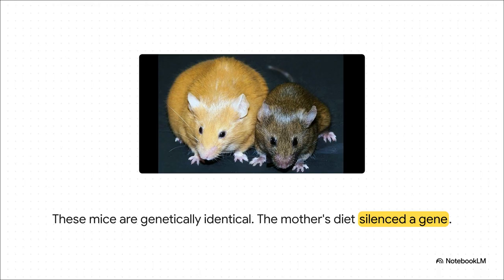I want to say this one more time. These two mice have the exact same DNA. They are genetic clones. The only difference is that the mom of the small, healthy brown mouse ate a diet that provided those methyl tags, which turned off the agouti gene in her baby. It's just a stunning, perfect example of how our experiences can shape our biology.